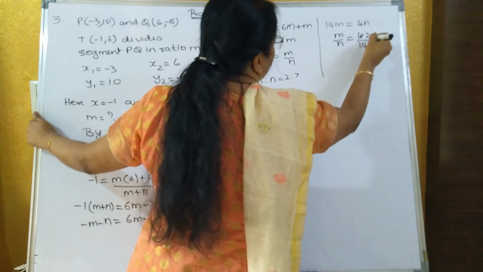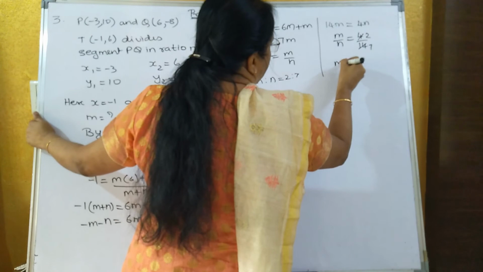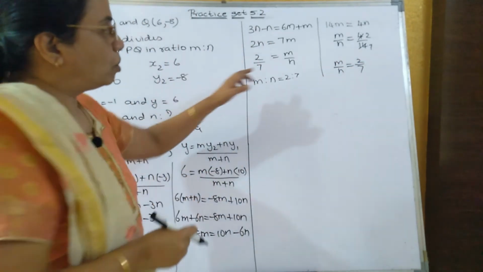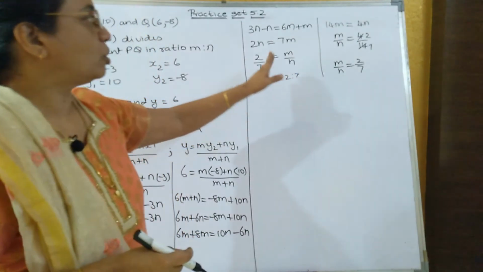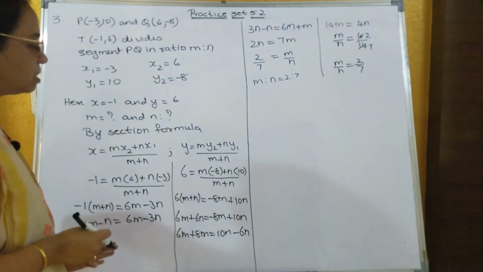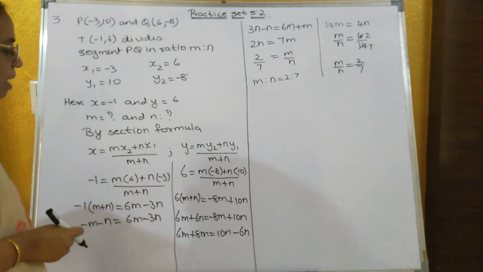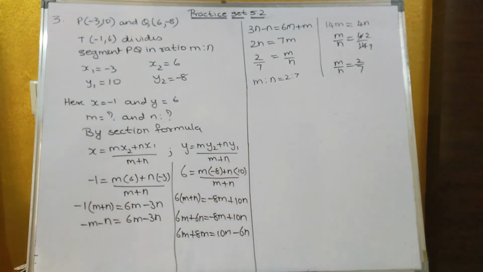It goes in 2's table. So m upon n is equal to what? 2 upon 7. So in both the cases, you're getting the same answer. So during the exam, either you can find out by x coordinate or you can find out by y coordinate. No need of doing both of them. Any one of them is sufficient.